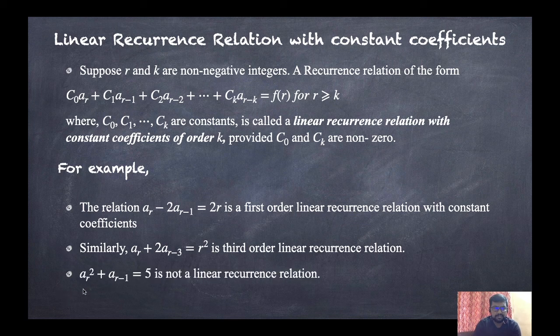Now see this: ar square plus ar minus 1 equals 5. This is not a linear recurrence relation. It is a recurrence relation, but it is not a linear recurrence relation, as we have here ar square. So it is a recurrence relation, but not a linear one.